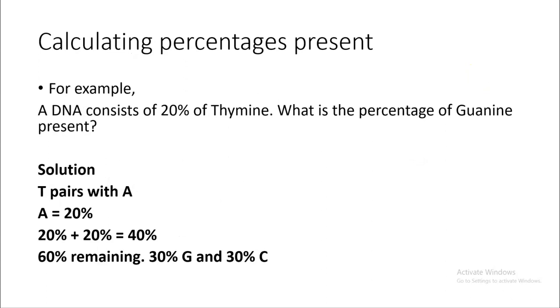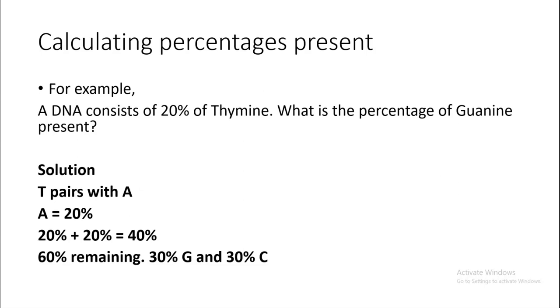So also there are this type of questions where they're going to ask you to calculate the percentage of the nitrogenous bases which are there in your DNA molecule. For example, I just thought of this one from my head now. Let's say I've got a DNA molecule which consists of 20% thymine. So we know that 20% means 20 over 100. So I've got 20% which are thymine inside my DNA molecule.